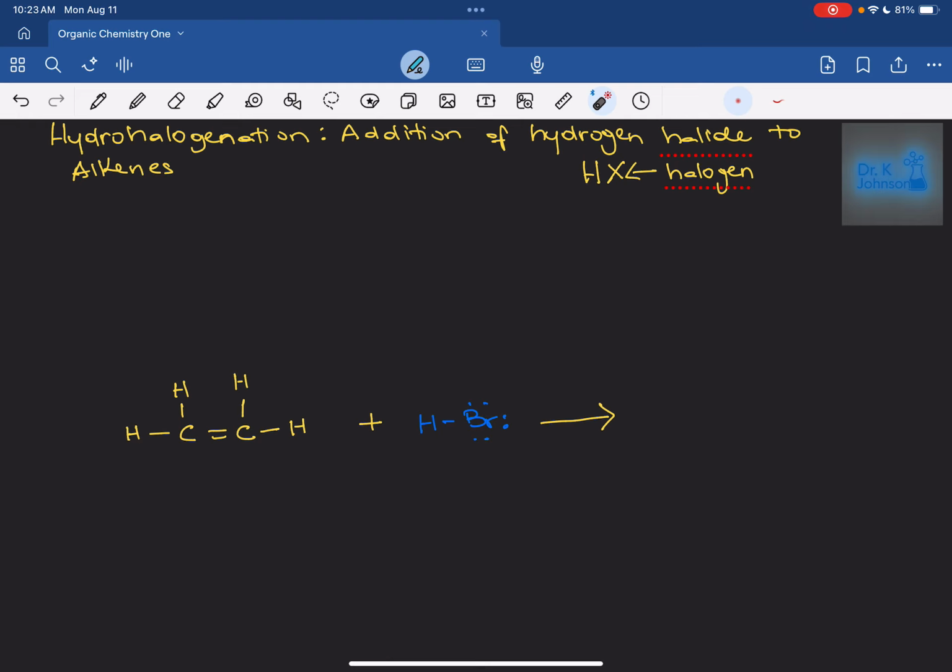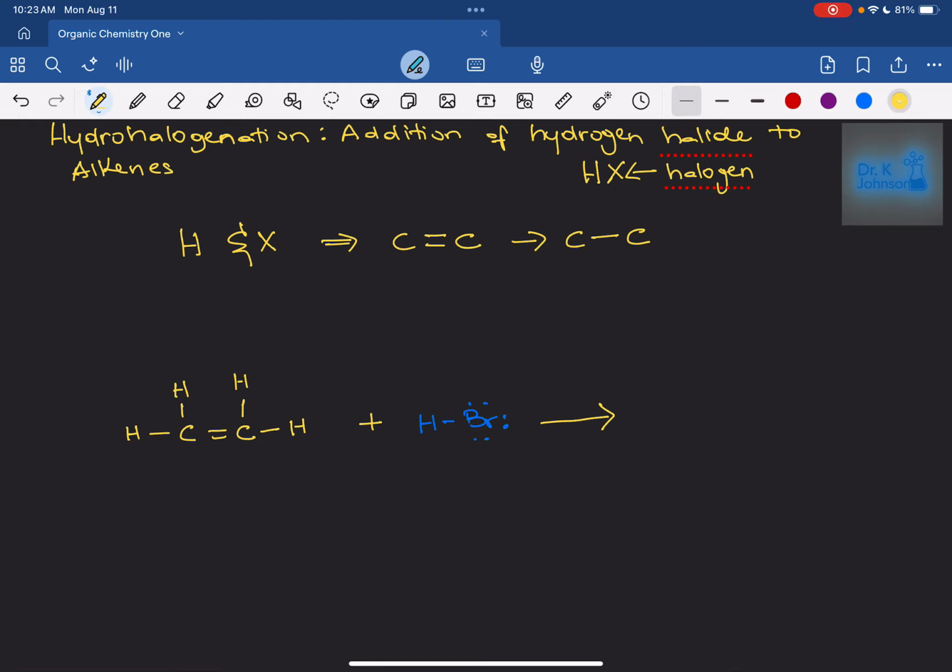So what happens in this reaction is that the hydrogen and whichever halogen it is add to the carbons of the carbon-carbon double bond. Of course, the carbon-carbon double bond will break to give you a carbon-carbon single bond. Then you add your hydrogen and your halogen. Let's take a look at an example.